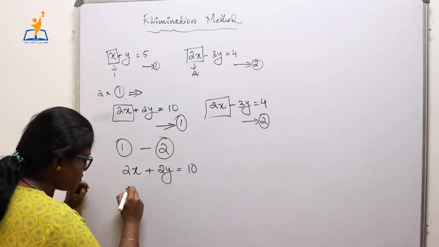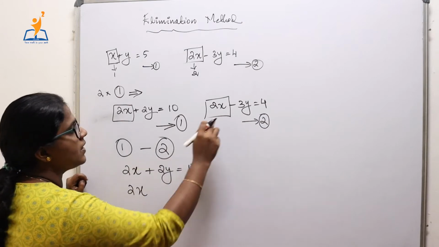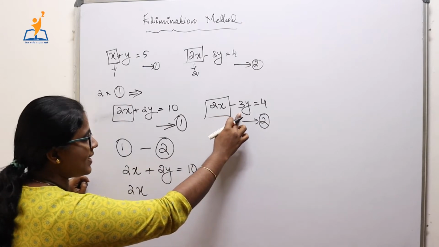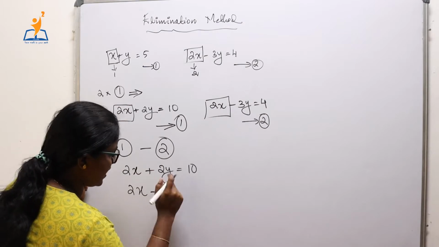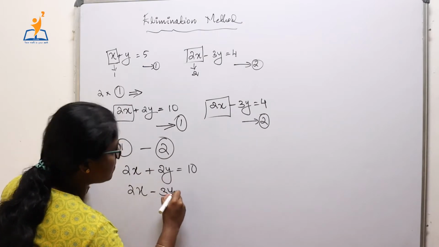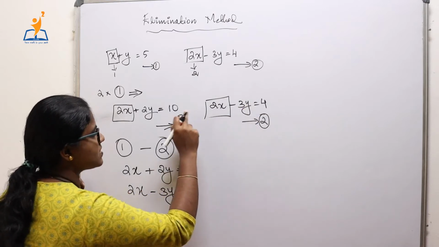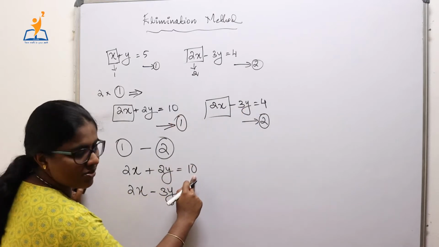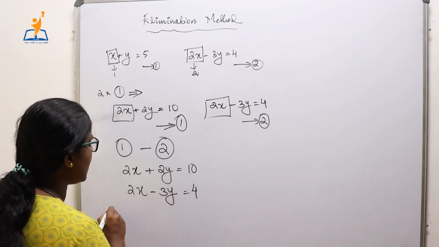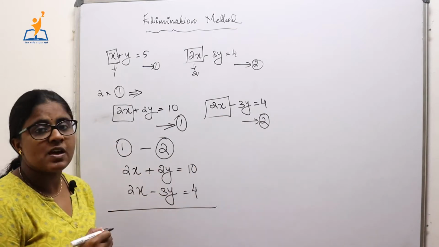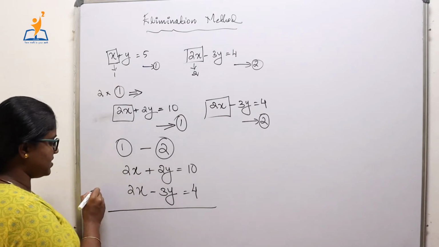So, I am going to write 2x here. Okay. Now, the term containing y is minus 3y. So, I am going to write that particular term under the term containing y, that is minus 3y equals, here we have constant 4. So, here we have constant 10. We are going to write the constant term here. Now, we are going to subtract these two equations.